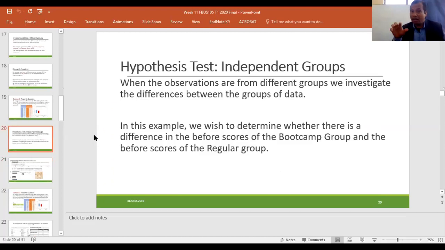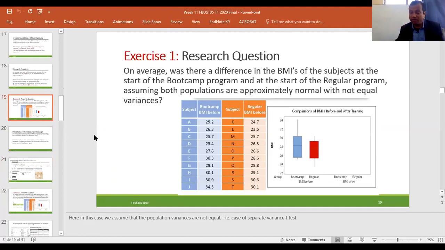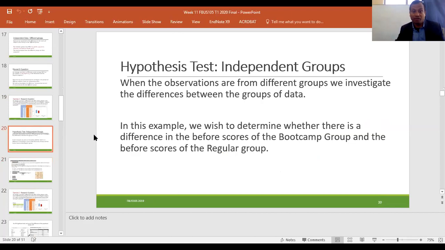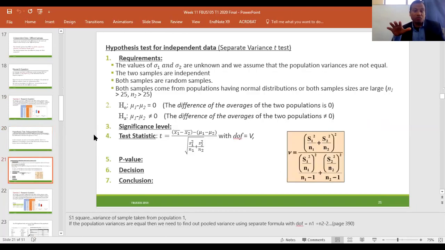So now we have the hypothesis. Keep this question in mind. We'll try to solve this one. Okay. So again, the 7 different steps. Requirement, the values of sigma 1 and sigma 2. Very important here on the top, it is given the hypothesis test for independent data. Clearly, this is independent data, different groups, more than one group, but independent data, not dependent data.